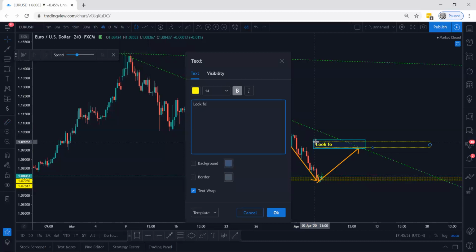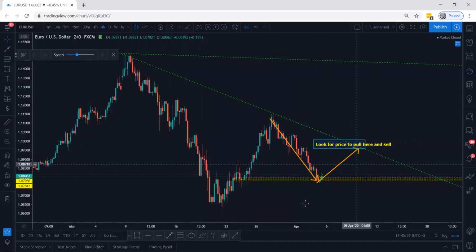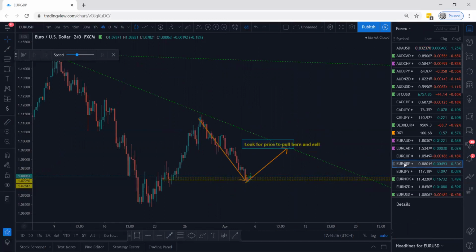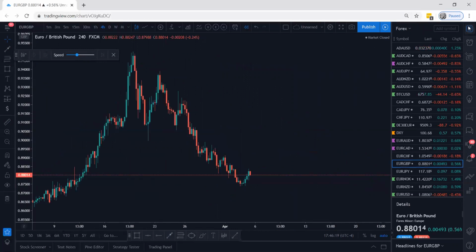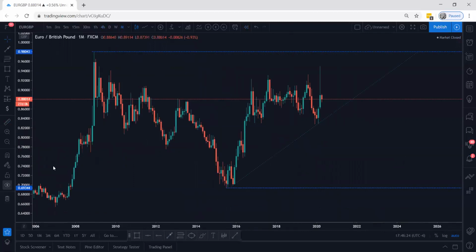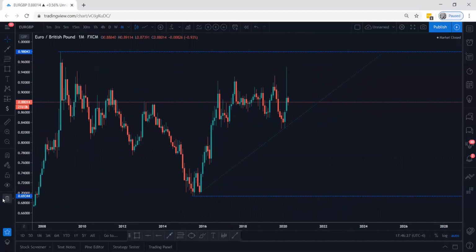Make a note for myself. Okay. So Euro GBP. Can you clear this out?